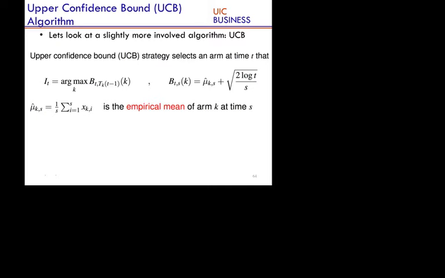So these are just numbers that are associated with each arm, and then in this round I'm just going to pick the arm with the highest such number, and I'm going to try that arm. And that's it. That's the algorithm.